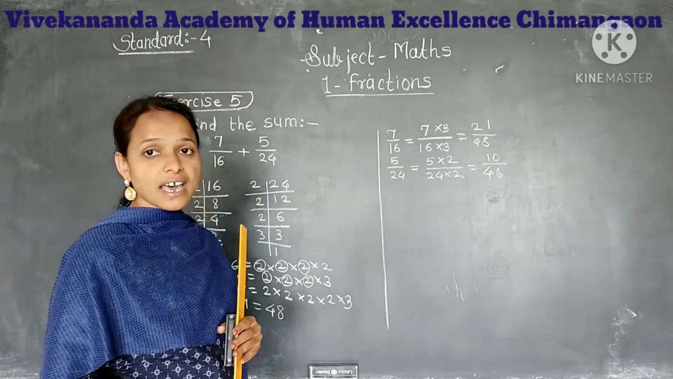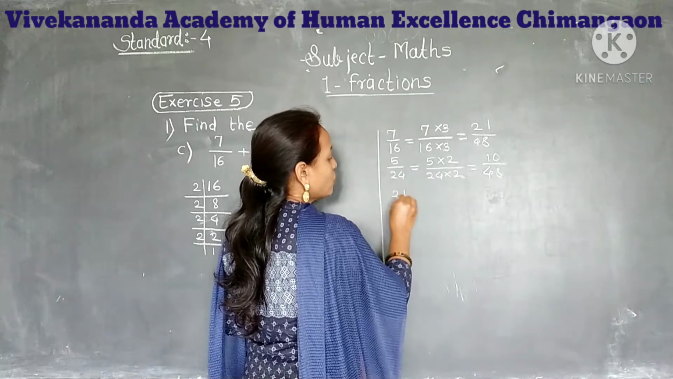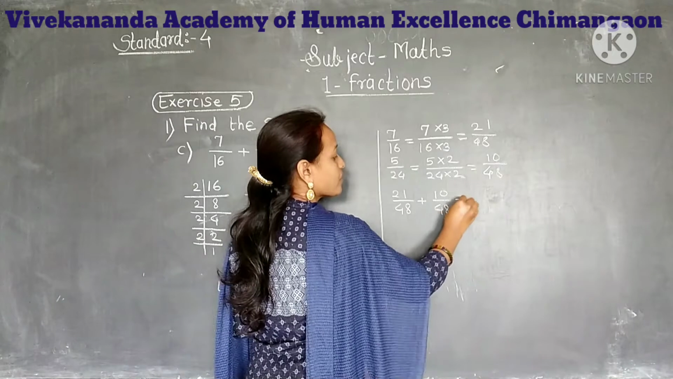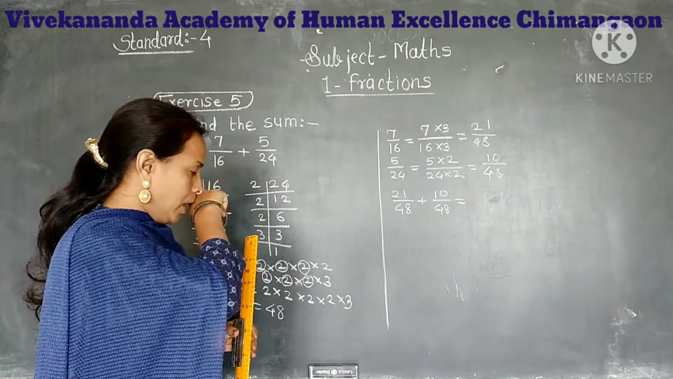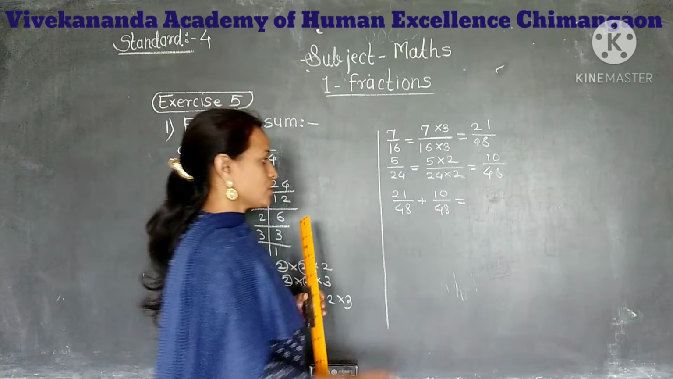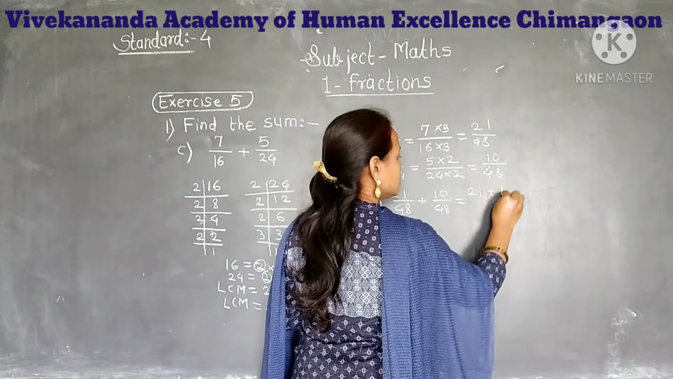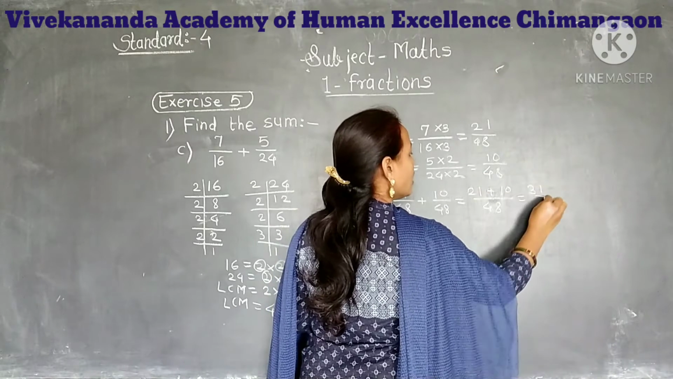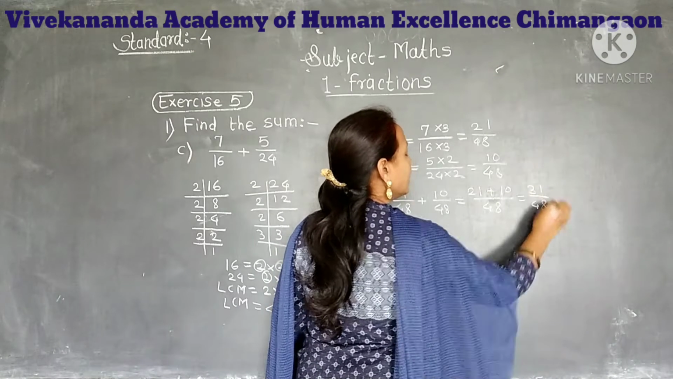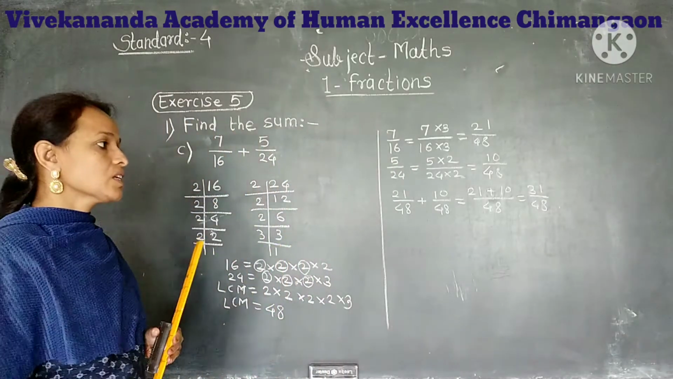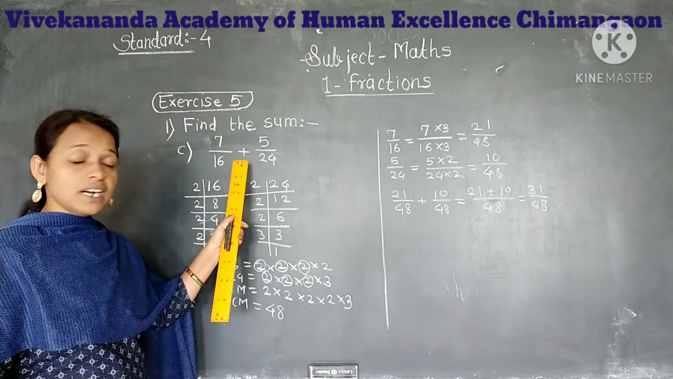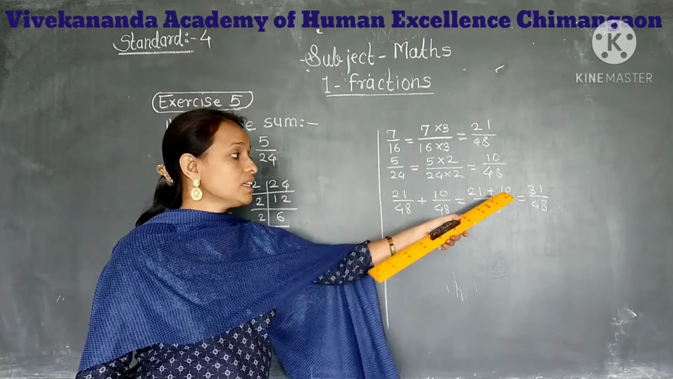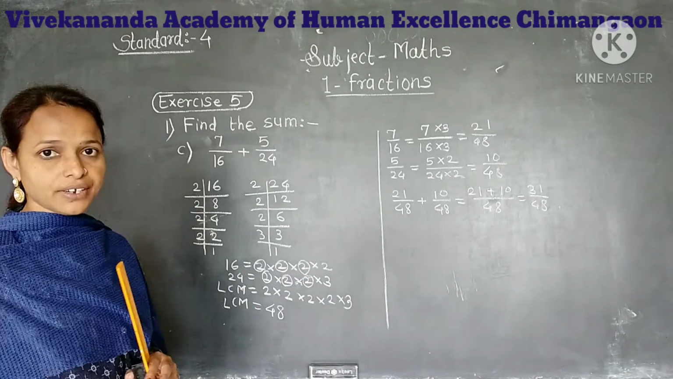Now we can add: 21 upon 48 plus 10 upon 48. We can add the numerators, so 21 plus 10. Here we get the sum 31 upon 48. See, students, here we converted the unlike fractions into like fractions, added them, and got 31 upon 48.